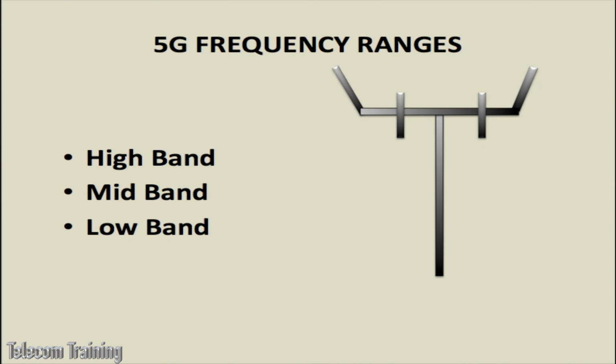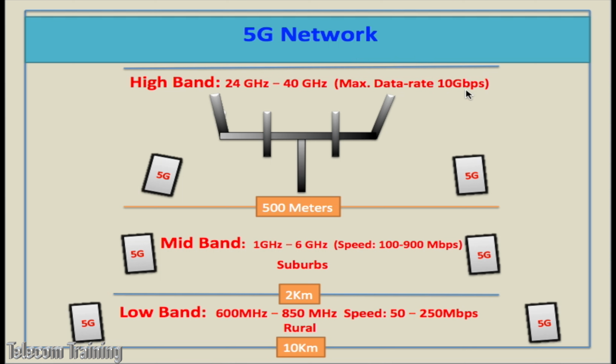5G consists of three frequency ranges: high band, mid-band, and low band. Now I'm going to use this diagram here to explain how 5G networks actually work. Here I have the high band, the mid-band, and the low band. I'm going to start with the high band first, and then we'll go on to the mid-band and the low band afterwards. Now the high band has a frequency range from 24 gigahertz to 40 gigahertz with a maximum data rate of 10 gigabits per second.